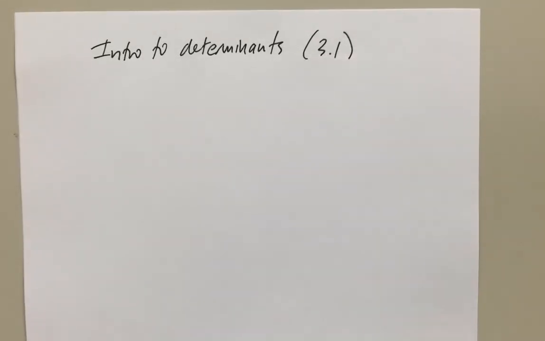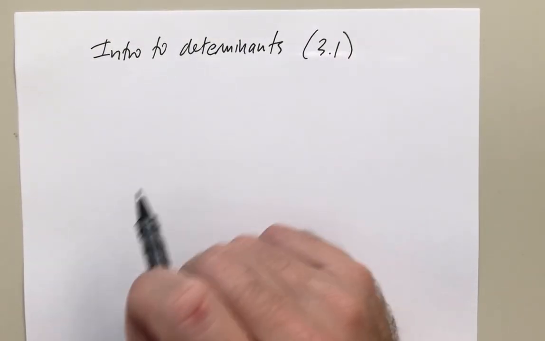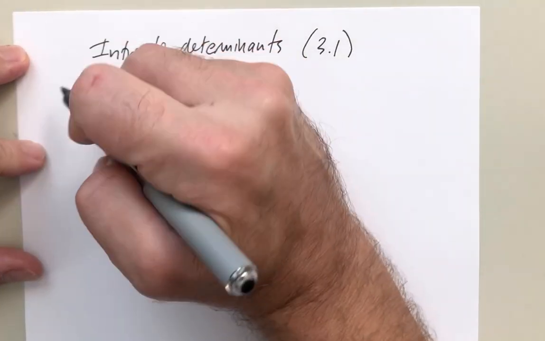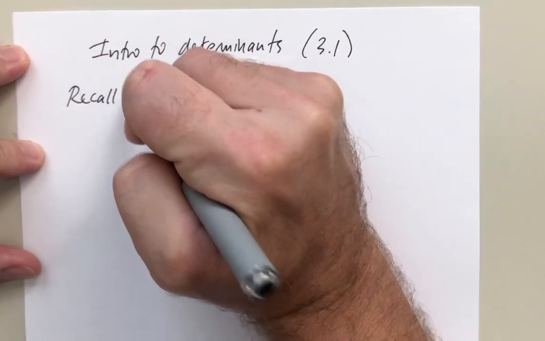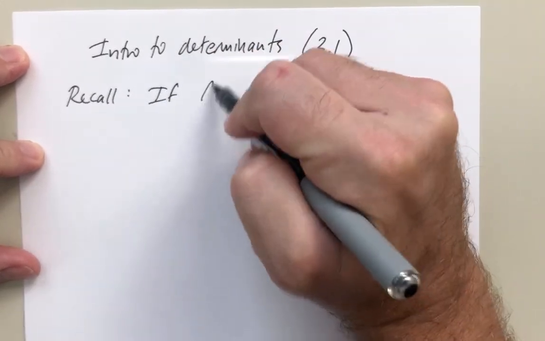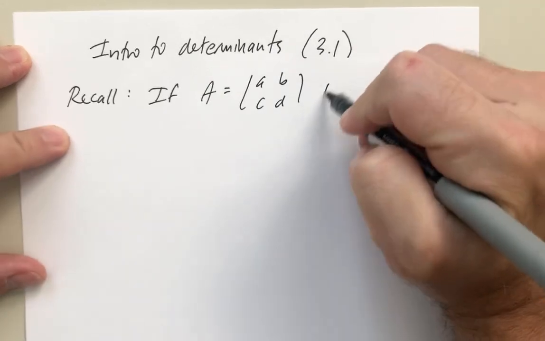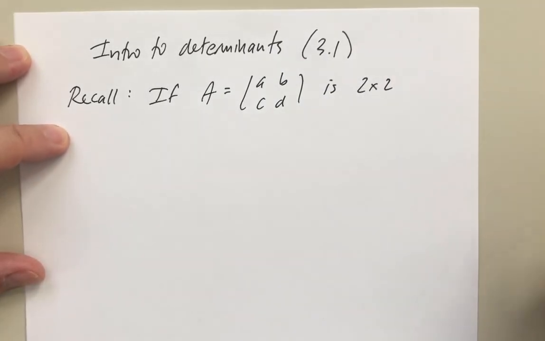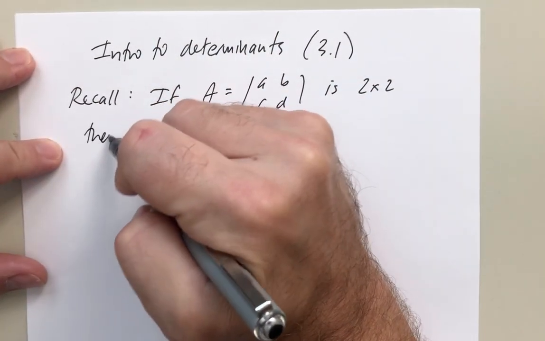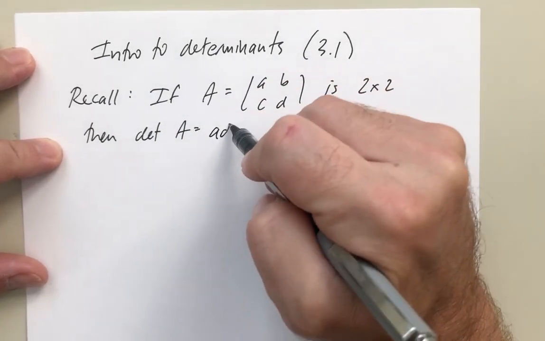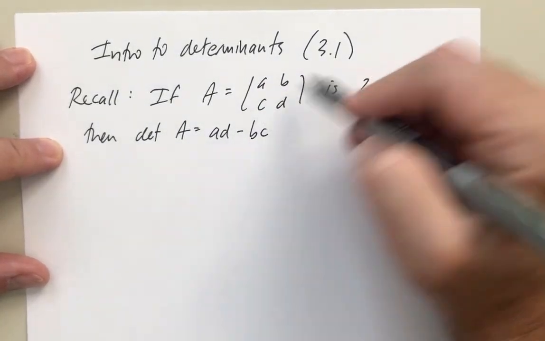Hello folks, today we're talking about an introduction to determinants, material from 3.1. So let me recall what we know so far. Recall if A is a 2 by 2 matrix, so it looks like A, B, C, D, we have this thing called the determinant, det A. This is the number I get by taking the product of the diagonals minus the product of the off diagonals.